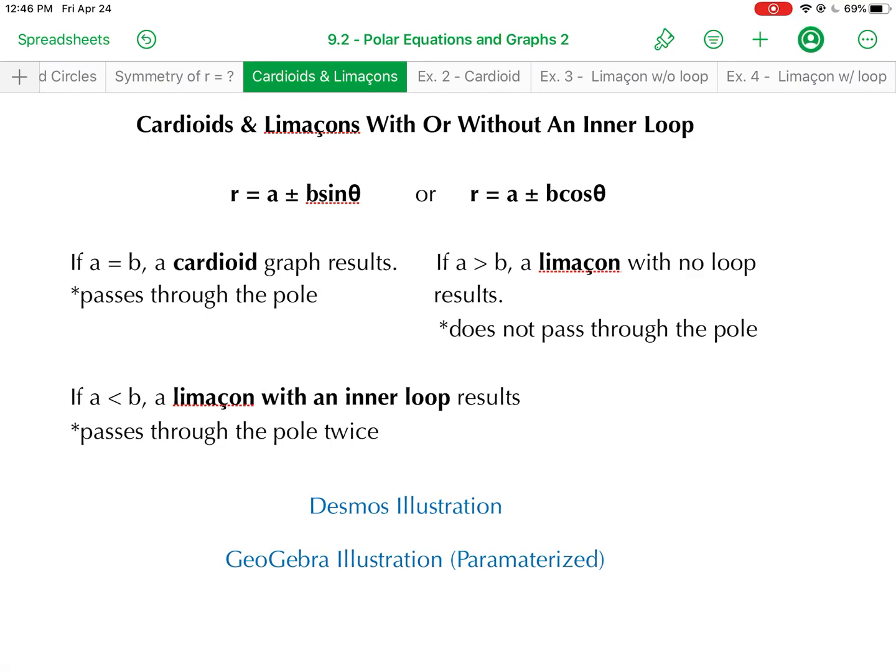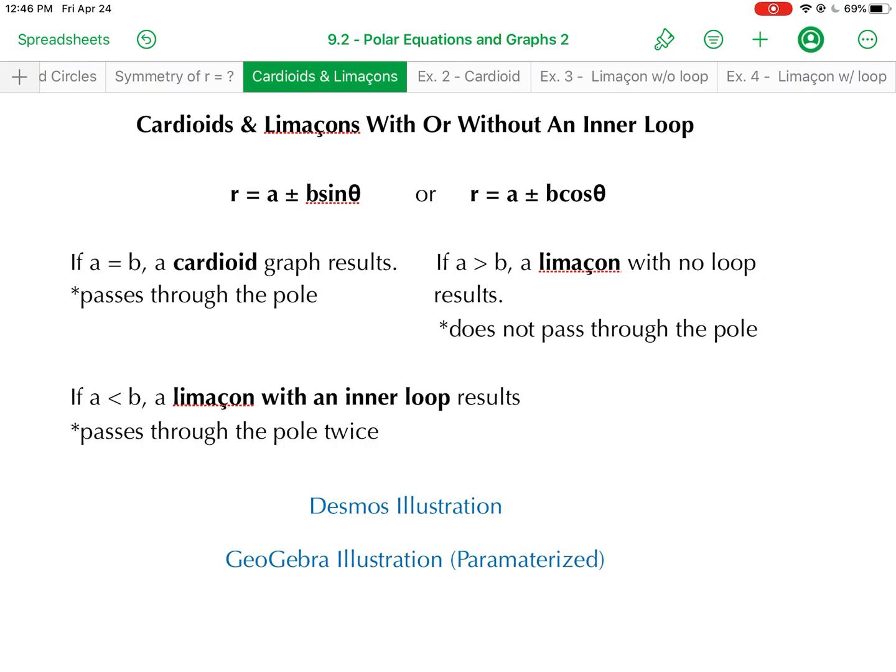So when a and b are the same value, you'll end up with a cardioid, and a cardioid will always pass through the pole, okay? If you have the a value larger than the b value, you will end up with what's known as a limaçon that has no loop. Sometimes it's referred to as a dimpled limaçon. These look a lot like cardioids, except they don't pass through the pole, okay?